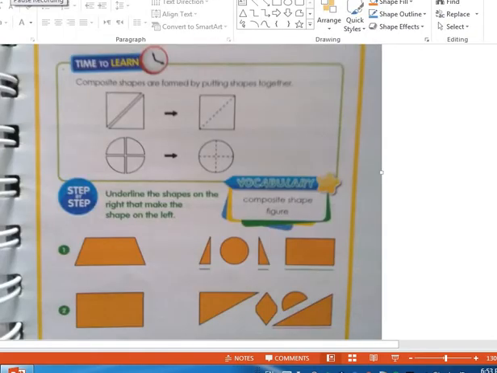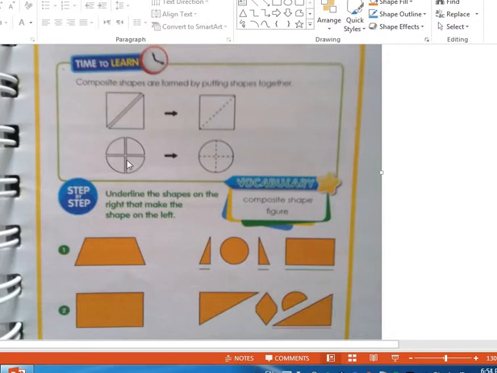Okay, now moving to lesson composite shape. Lesson 2, composite shapes. Composite shapes are formed by putting shapes together. We can put shapes together, and they form something called a composite shape. If we put this triangle and this triangle together, they will form a composite shape.